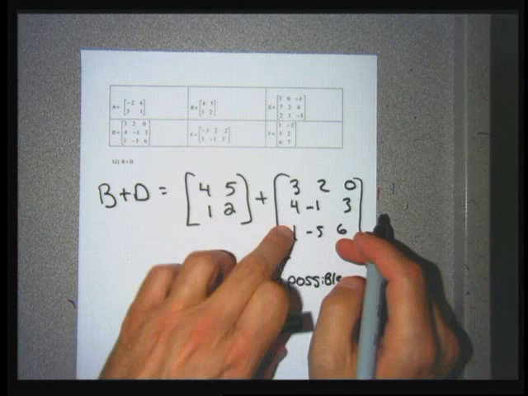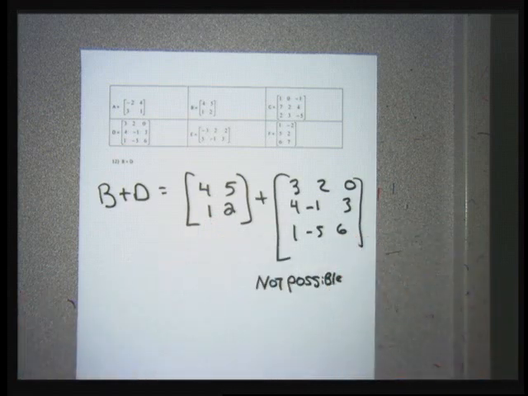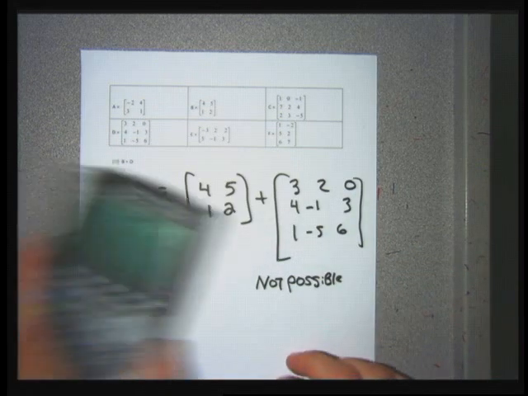B is 2 by 2, C is 3 by 3. You can't add a 2 by 2 with a 3 by 3 matrix. You have to have a one-to-one correspondence in the size. And my calculator will know that for me too.